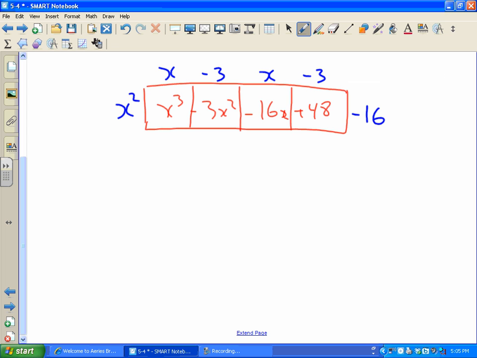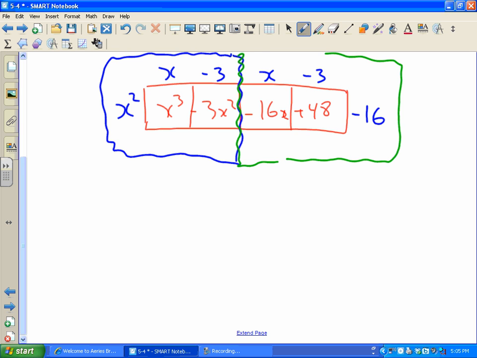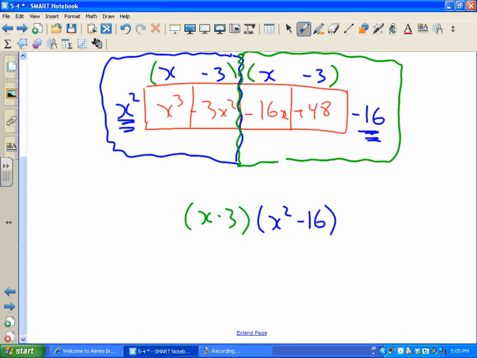But what I want to point out is we've removed a common factor of x minus 3 on the left two terms. I've also removed a factor of x minus 3 on my right two terms. In fact, x minus 3 here is my common factor. X minus 3 is the thing that I factored out. On the left, I factored out an x squared. On the right, I factored out a negative 16.